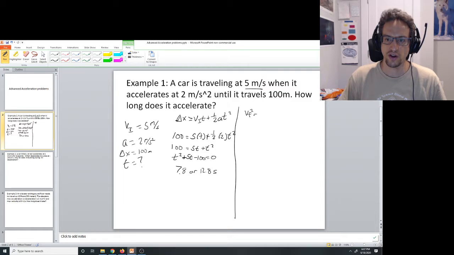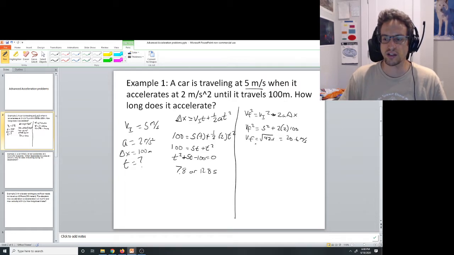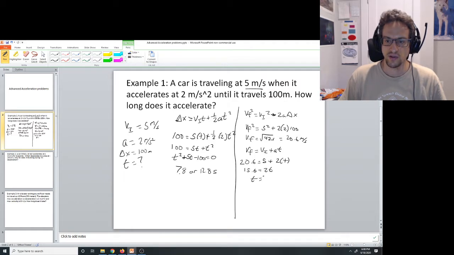So what if I use the equation v final squared equals v initial squared plus 2a change in x? Well, v final squared is unknown. I've got 5 squared plus 2 times 2 times 100. So v final equals the square root of 425, or 20.6 meters per second. Now that's not the answer. That's not what I'm trying to find. But the second step is that I can then look for time using v final equals v initial plus at. So this becomes 20.6 equals 5 plus 2 times t. 15.6 equals 2t, and I get that t is equal to 7.8.